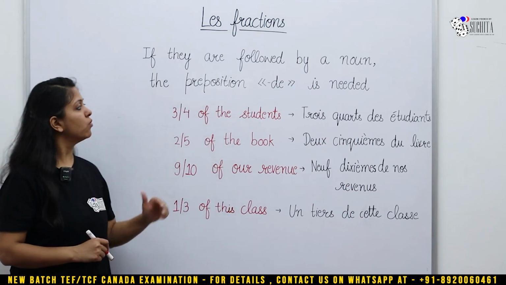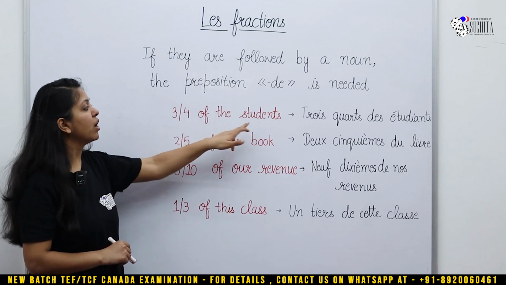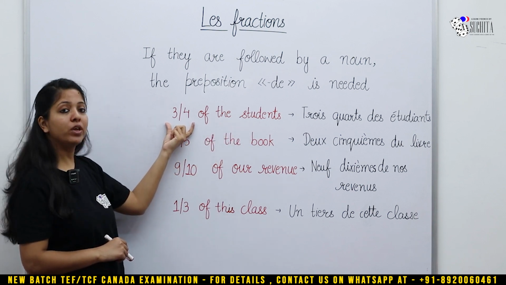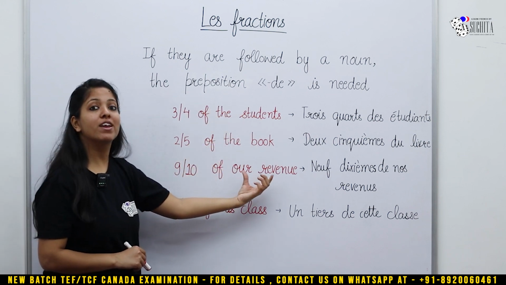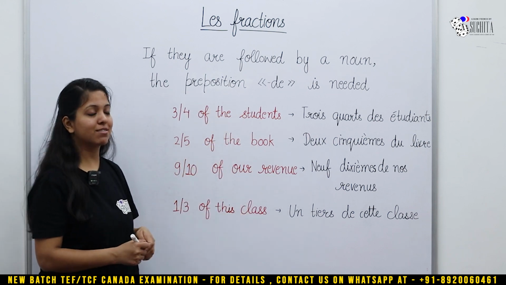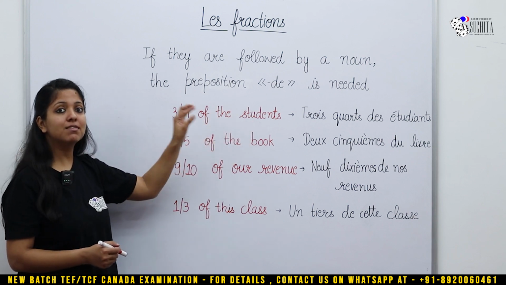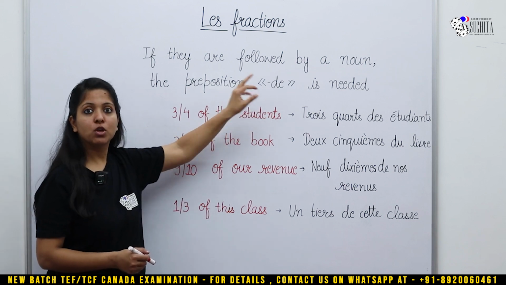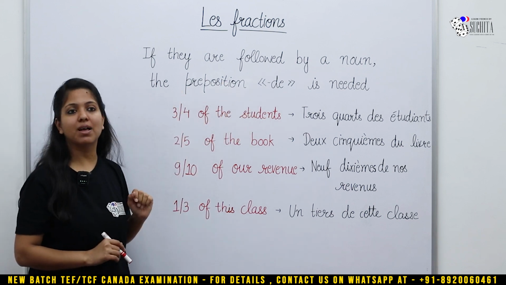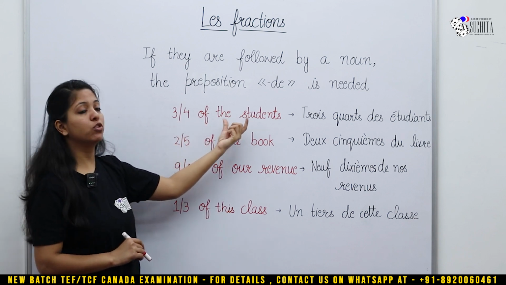Now, there is a new rule over here. If after a fraction you have a noun, like for example 3/4 of the students, of the book, of our revenue, of this class, whenever after a fraction you have a noun, in that case it is always followed by the preposition de. Always. I'll give you a few examples. For example, 3/4 of the students.